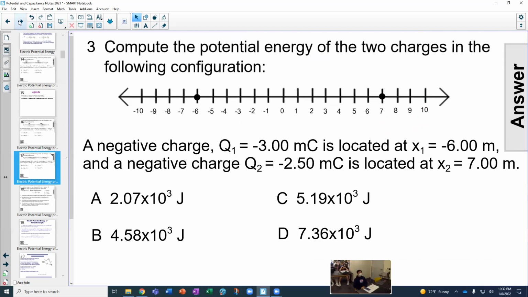All right, so try this one. Slightly different information here. Potential energy of the two charges in the following configurations. We got some different values for the charges and the distances.